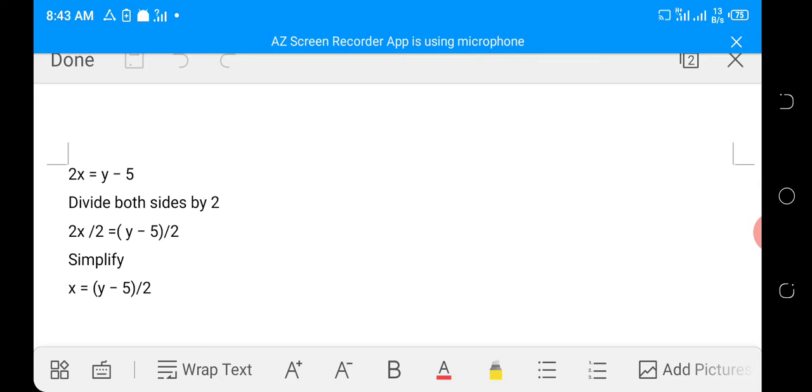So the next thing now is to get x. And here, 2 is multiplying x to give us y minus 5. So to undo this multiplication, we divide both sides by 2. And that will give us 2x over 2 is equal to y minus 5 all over 2. So 2x over 2 will give us x is equal to y minus 5 all over 2. So x is now the subject of the formula, and it's given by x is equal to y minus 5 everything over 2.